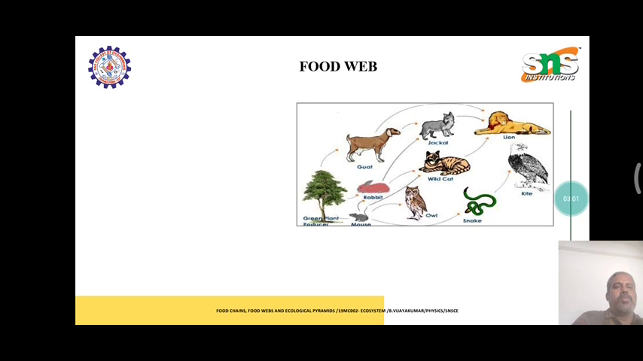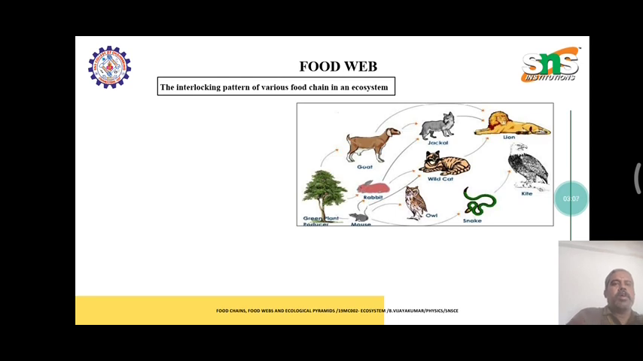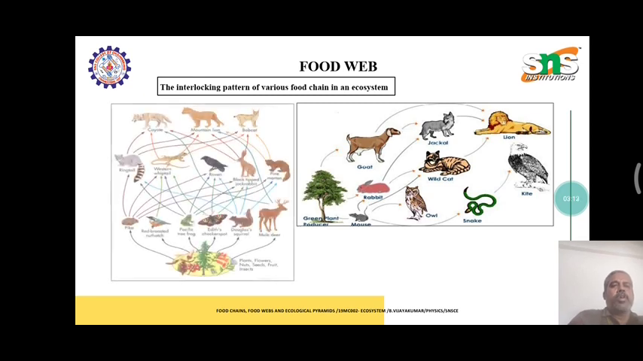Then we start the food web. The food web is an interrelated formation. It is an interlocking pattern of various food chains in an ecosystem. Look at the picture: it clearly forms interlocking patterns, one connected to another, forming multiple interlocking patterns.